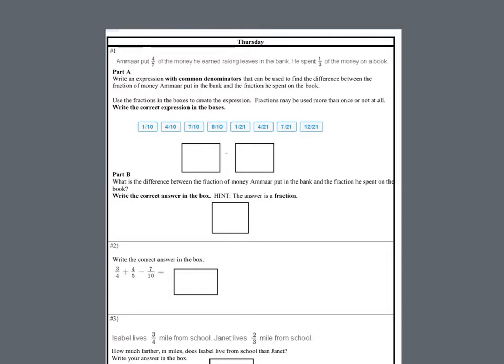Part A. Write an expression with common denominators that can be used to find the difference between the fraction of money Amar put in the bank and the fraction he spent on the book. So we know it's going to be subtraction because it says to find the difference, right? And it says with common denominators. Use the fractions in the boxes to create the expression. Fractions may be used more than once or not at all. Write the correct expression in the boxes.